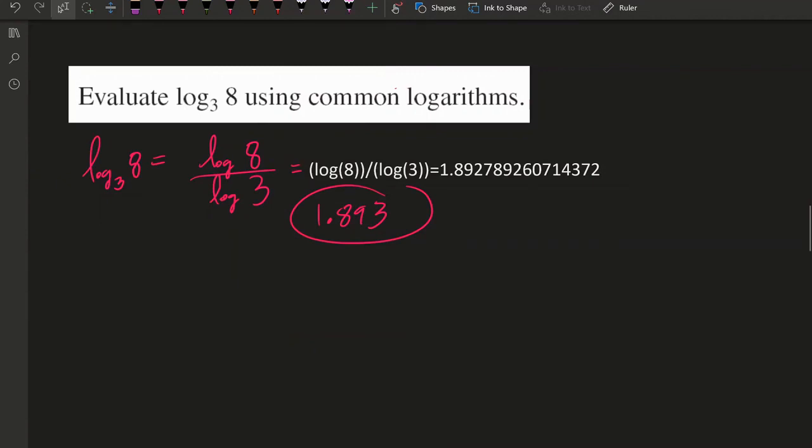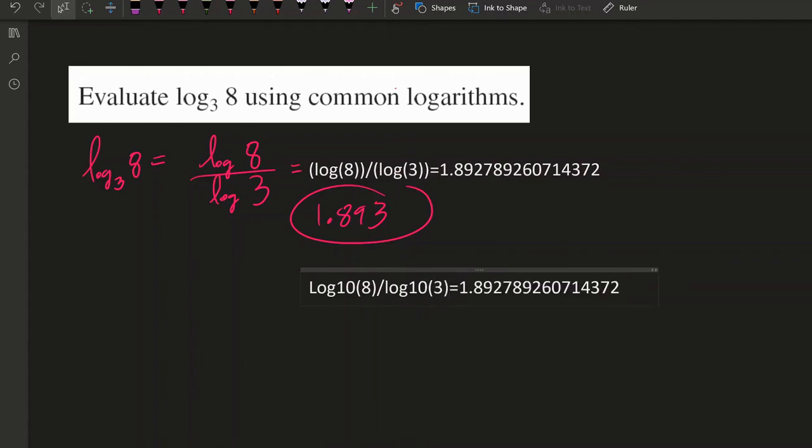Hello class, quick correction. Apparently on my program, typing log in OneNote does log base 2. So I just did some research and this was incorrect and I want to correct that. In order for me to do it on here, I have to type in log base 10. So this one would have been log base 10 of 8 divided by log base 10 of 3. So that would have given me, oh look, the same answer.